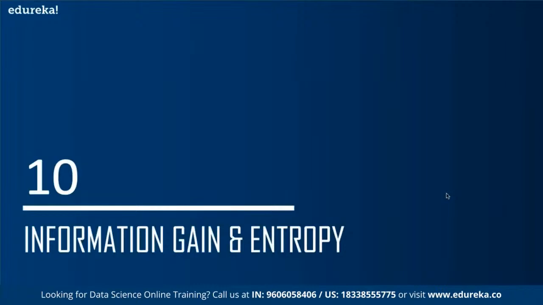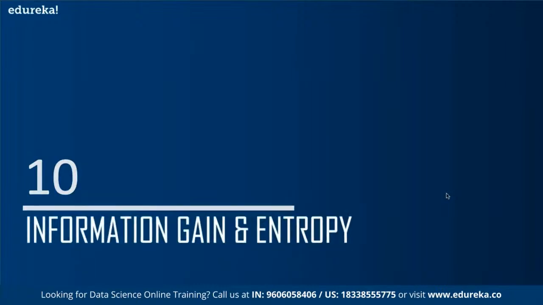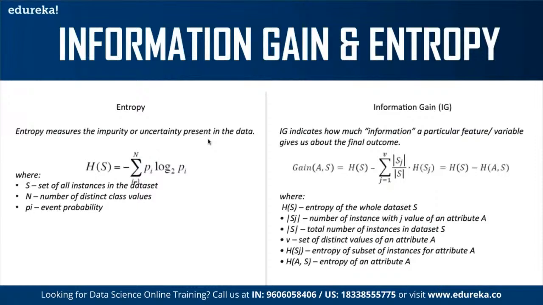Then we have something called information gain and entropy. In terms of entropy, it simply measures the impurity, or we can say the uncertainty, of the data present in any given data set. Whereas information gain makes sure that the information of a particular feature or variable gives us more about the final outcome. And entropy focuses on finding any kind of uncertainty, for example when the entire data is ambiguous.